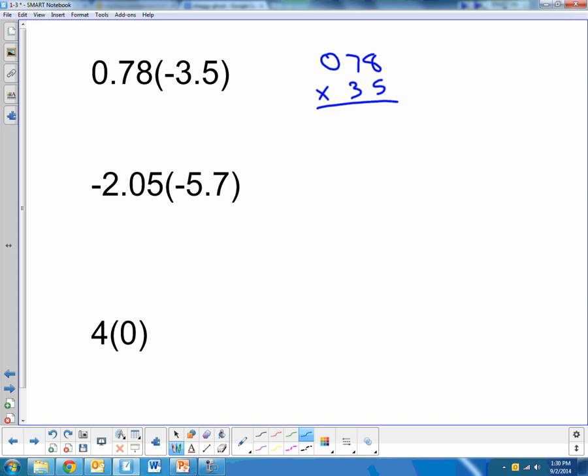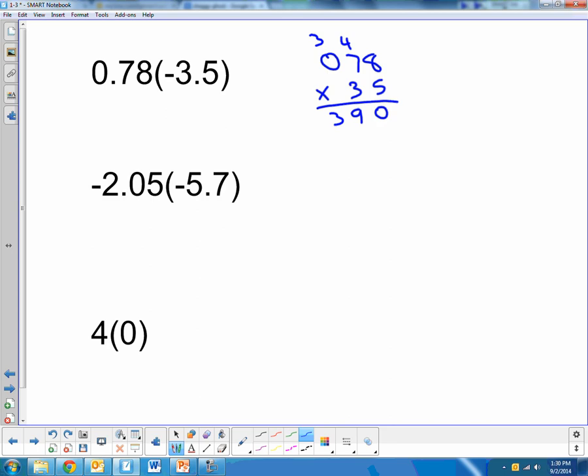So if I multiply, 5 times 8 is going to give me 40, carry the 4. 5 times 7 is going to give me 35. I add those 4 in there, I've got 39. 5 times 0 is 0, plus 3 more, 3. Now I do the tens. So I did the ones times 0.78, and now I'm going to multiply the tens.